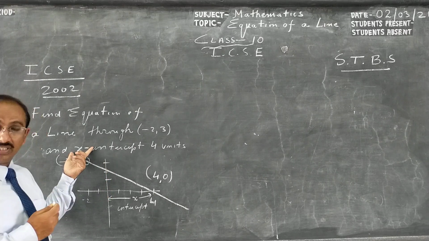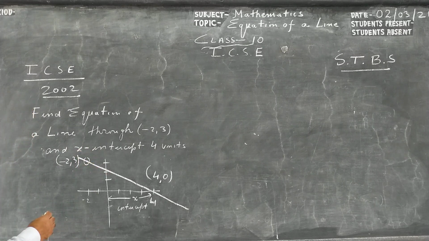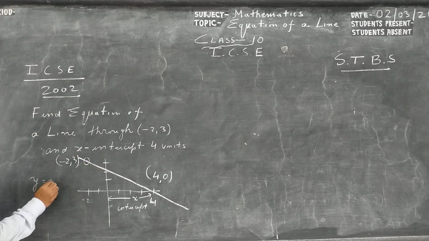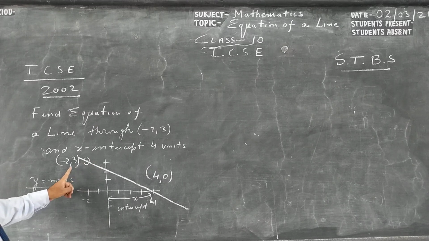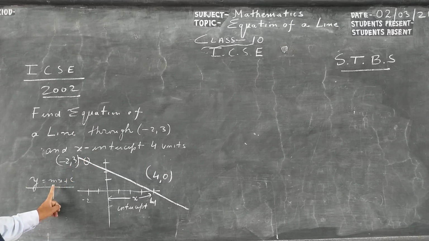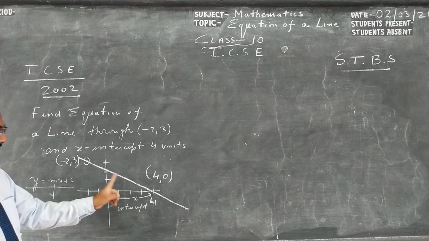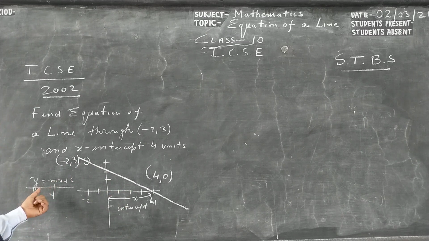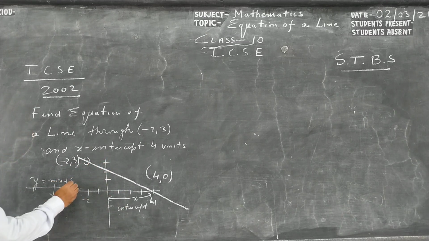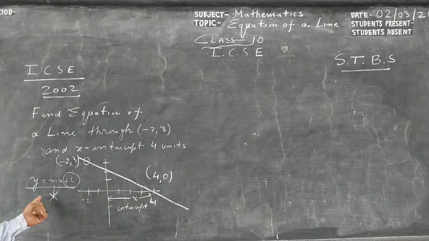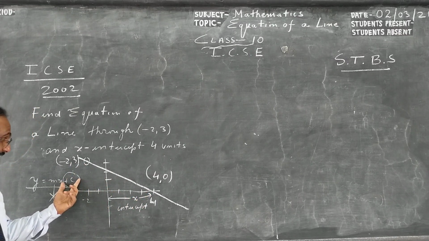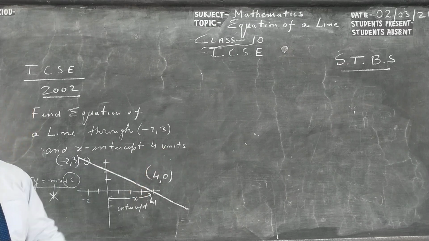See, this is an ICSE question. They think it is y-intercept. So what they think, children, is y is equal to mx plus c. They think m is given, or that you can find it out, but what they think is the y-intercept. So this is not the y-intercept, children. Whether we can use this formula or not, we will see. Here we will use the 2-point form, not the slope-intercept form, because this is not the y-intercept.